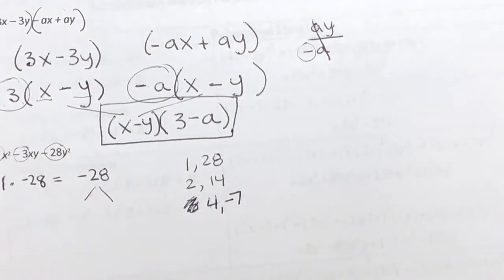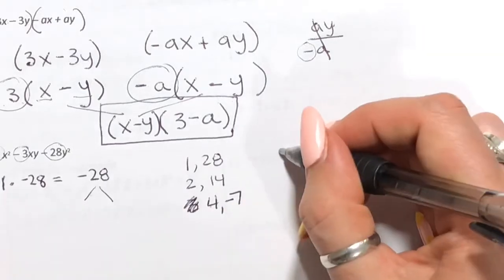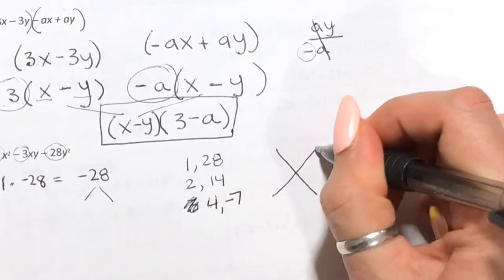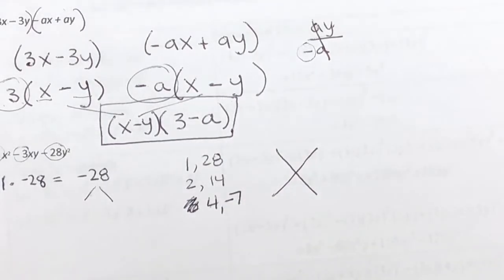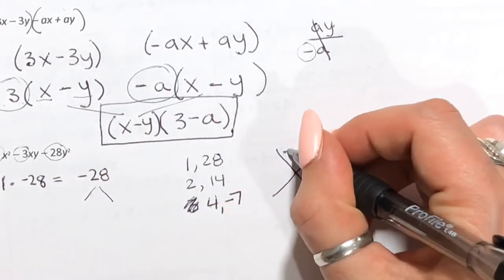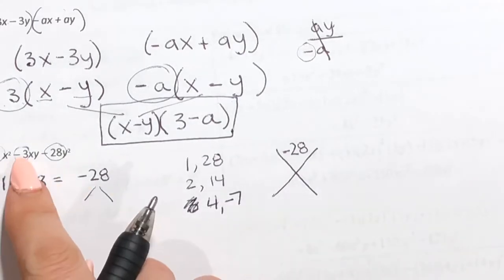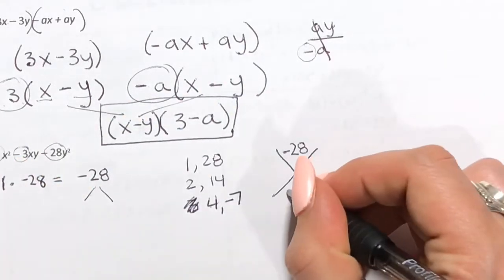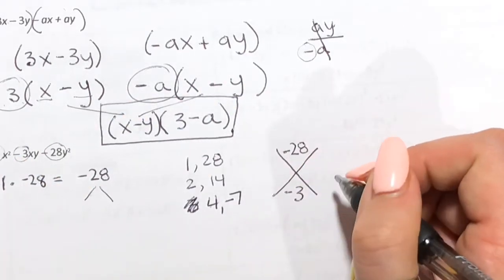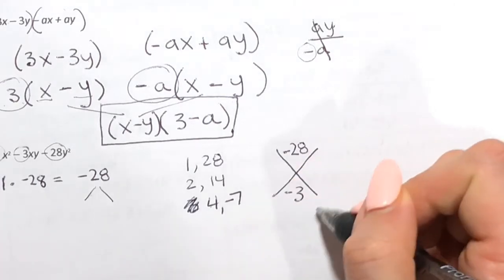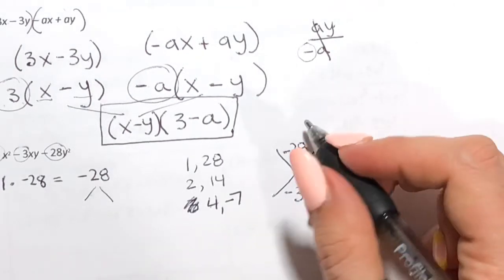Another way to do this step that I think can be helpful is you make an X diagram. What you do with this X diagram is you take this number that you multiplied, 1 times negative 28. So this negative 28 is going to go right here. And then the number that you're trying to get to, negative 3, you put on the bottom. So this is just kind of a visual way of organizing it. You don't have to do this, but some kids find it helpful.